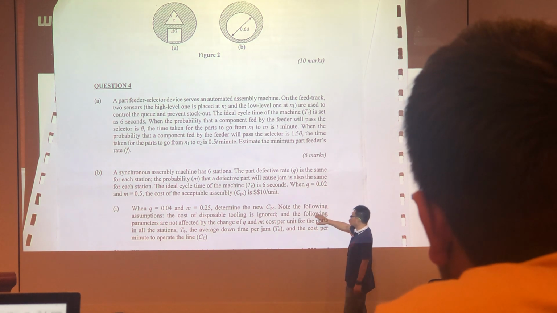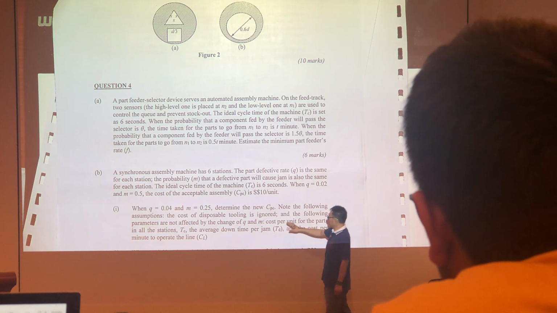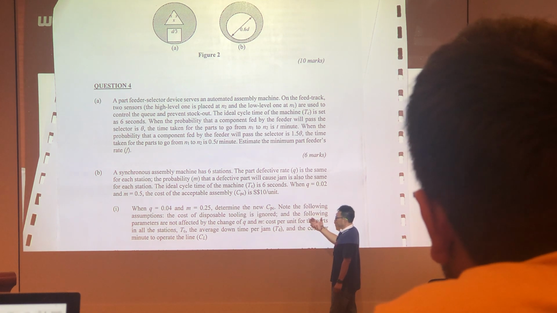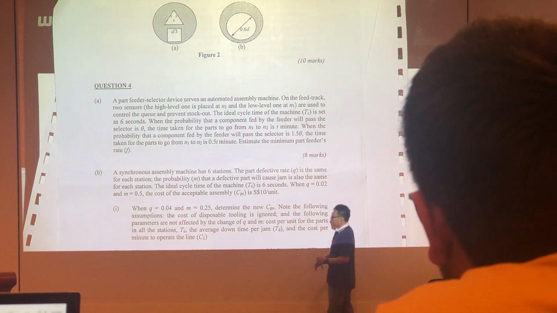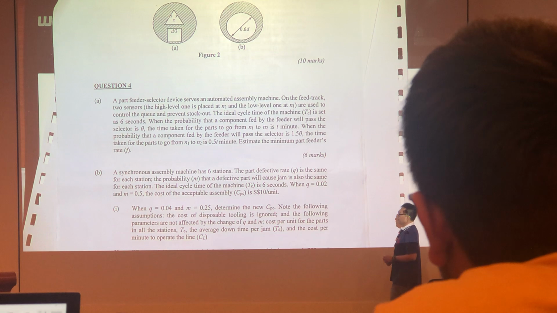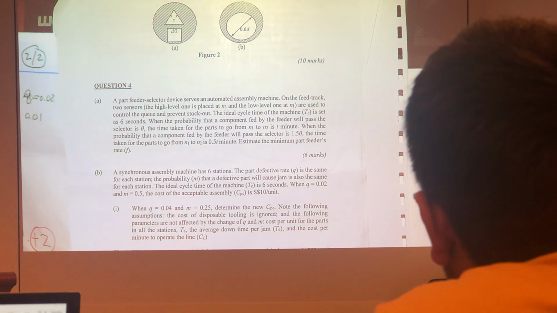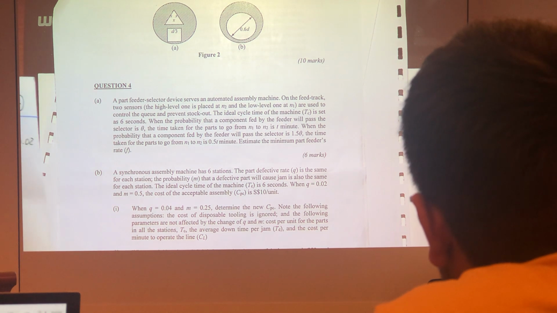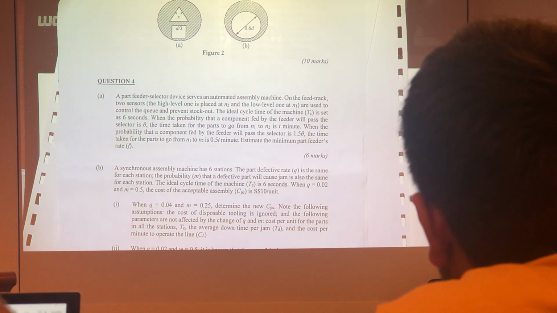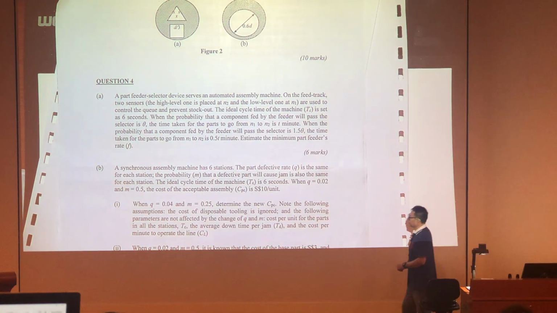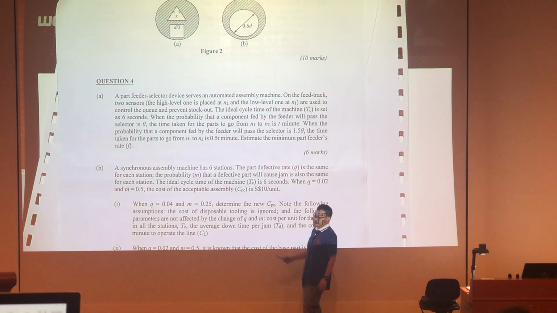And then, of course, the assumptions are TC unchanged, cost per unit for the parts for all stations unchanged, average downtime TD not changed, and CL not changed. So you need to find that. You can follow the general equation of CPC.